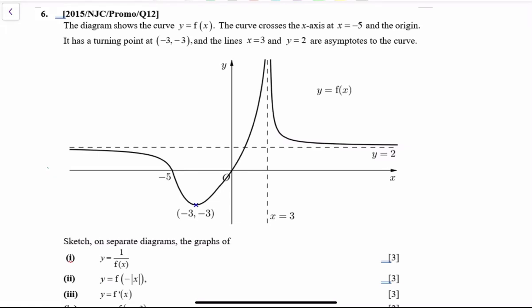Question 6. The diagram shows the curve y equals f(x). It crosses the x-axis at x equals -5 and the origin, has a turning point at (-3, -3), the line x equals 3 as its vertical asymptote, and y equals 2 as its horizontal asymptote. Now sketch on a separate diagram the graph of the reciprocal function 1 over f(x).